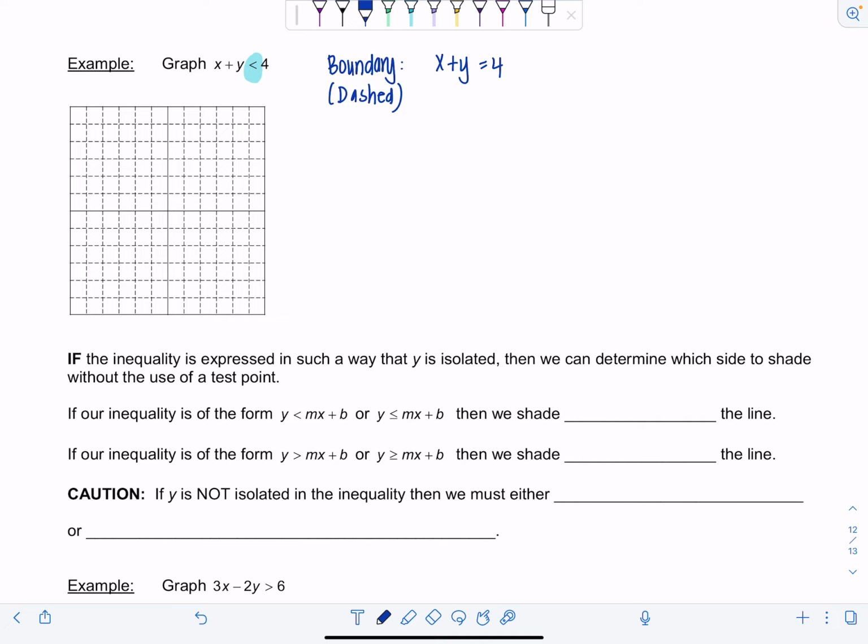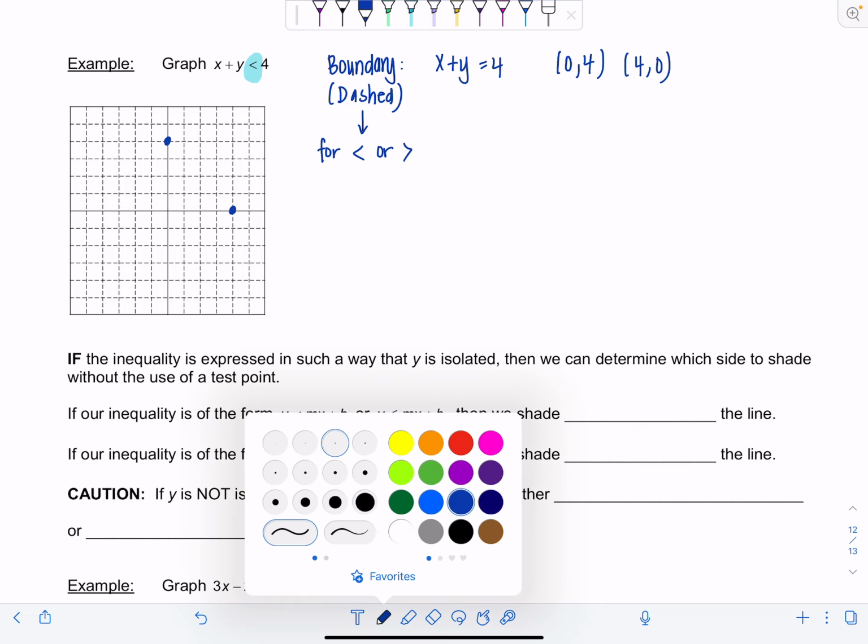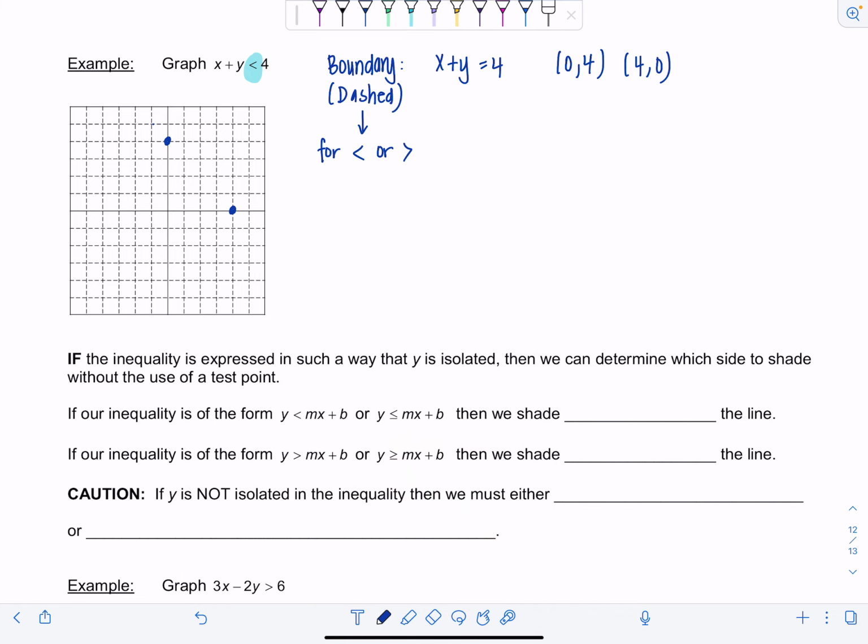So just by looking, if you plugged in 0 for x, y would be 4. So I know the point 0, 4 is on the line. And then similarly, if you plug in 0 for y, x would be 4. Okay, so remember, a dotted or dashed line for inequalities that are strict, less than or greater than. Okay, let's get to graphing our line then. So we've got 0, 4, 1, 2, 3, 4, and 4, 0, 1, 2, 3, 4. And then now, I want a dashed line, and here we go.